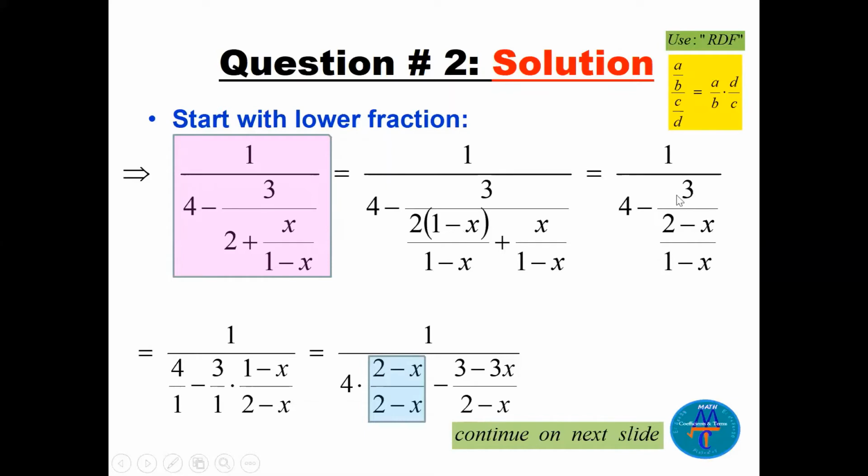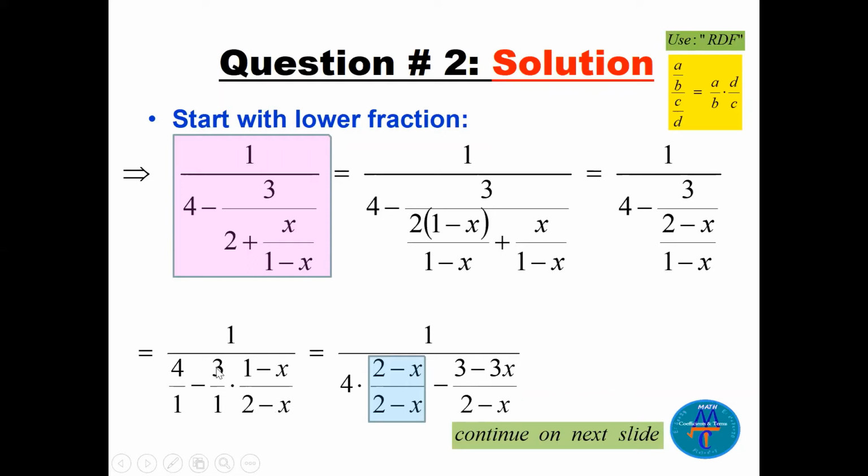Still we have the 3, we have the 4, we have the 1. Now here we have 3 over 1. You see this is 3 over 1, like a over b divided by c over d. We call this RDF. Use the reciprocal when you divide fractions. So I write here 3 over 1. I leave the 4. I don't touch it. So 3 over 1 times 1 minus x over 2 minus x.